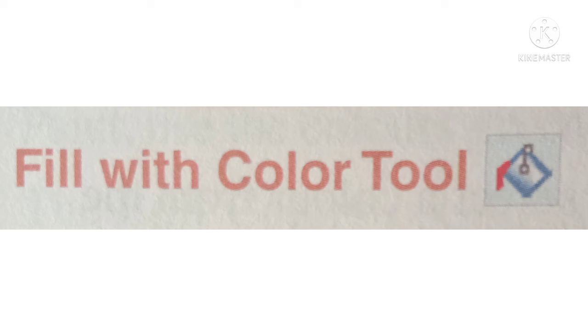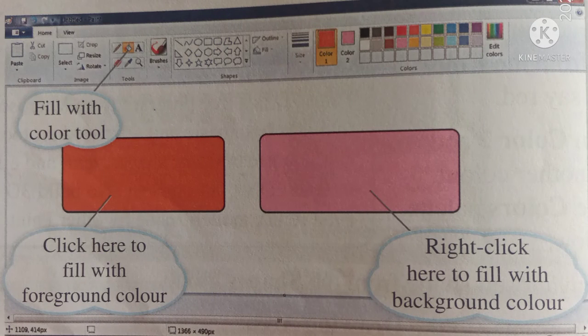Fill with Color tool. The Fill with Color tool is used for filling colors in a closed figure. Follow these steps to fill color in a closed figure. Number 1. Draw two closed figures, say rounded rectangles. Number 2. Click on the Fill with Color tool.